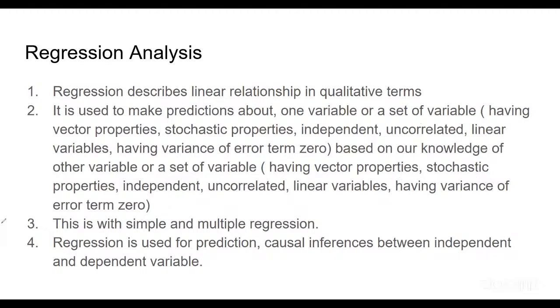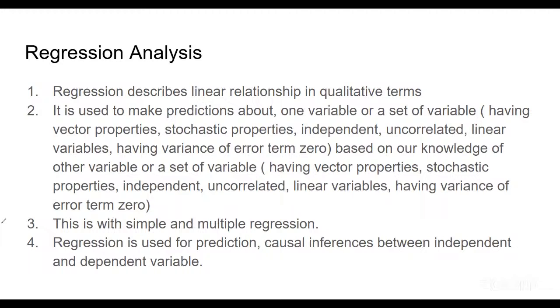Now let's move on to regression. Regression also defines the relationship between two variables in quantitative terms. It is used to make predictions about one variable, with assumptions like independence, uncorrelated variables having various errors. This is based upon our knowledge: one variable x and the other variable.